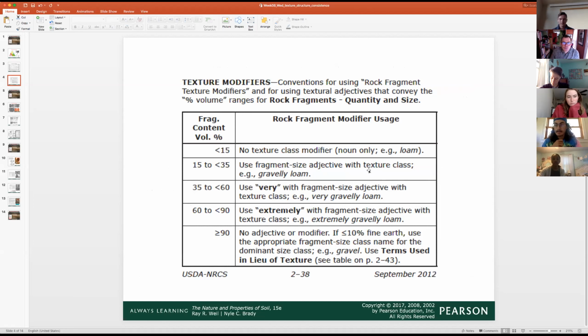And then the first thing you do is a textural modifier. And again, this is from the handbooks. You don't have to memorize this, but if you've got less than 15% by volume fragments that are larger than sand, you just would go with the typical soil textural name. And then as you start to get higher percentages of fragments, you modify your textural name by adding gravelly loam, or very gravelly loam, or extremely gravelly loam if you've got more than 60% of gravel fragments in it. Okay, does that make sense?